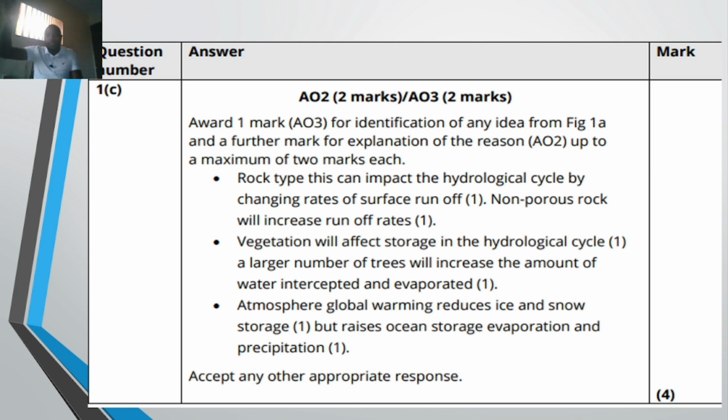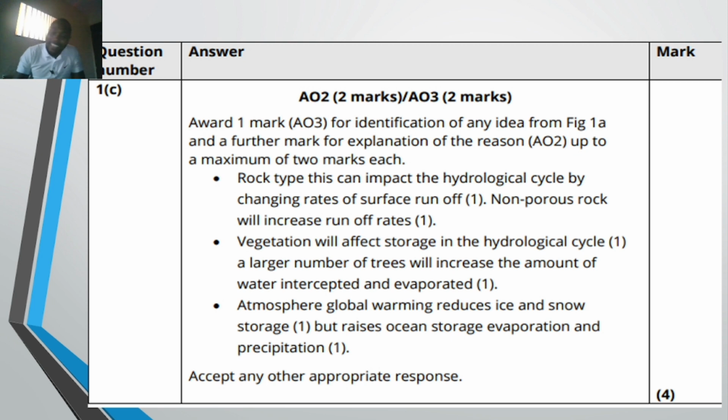Why? Because it will be intercepted on the leaves and also the stems. Understand? So a large number of trees will increase the amount of water intercepted and evaporated. Remember, when it's intercepted just on the trees also, the evaporation will also take place over there. Okay? So it will affect storage in the hydrological cycle.